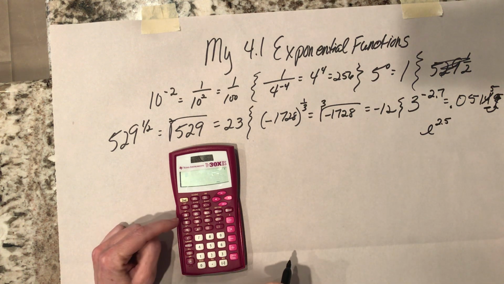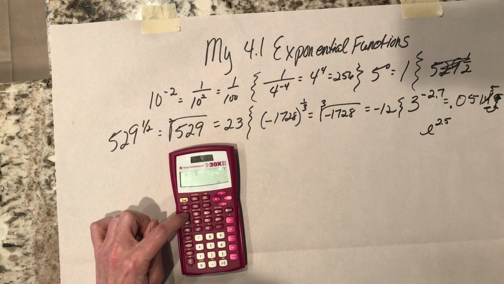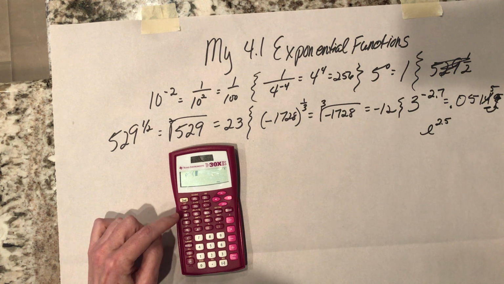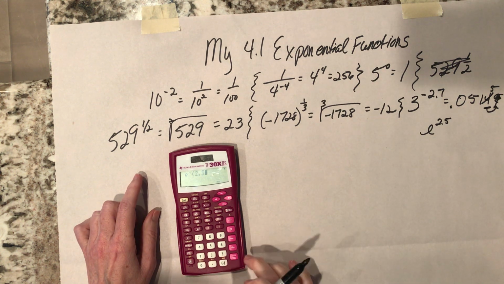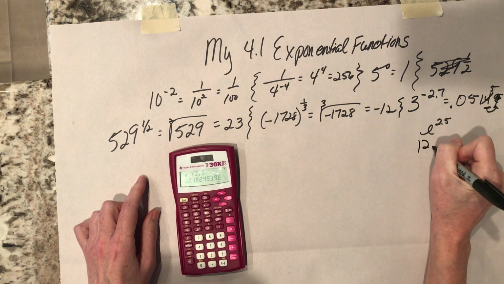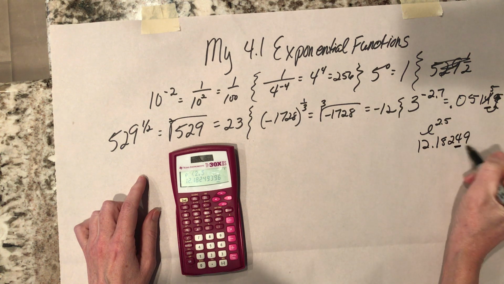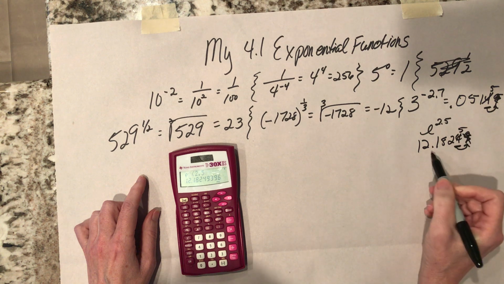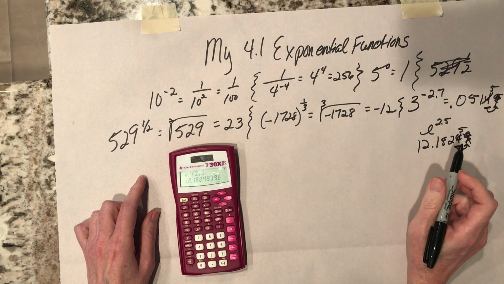And then the last one in this group is e raised to the 2.5. So let's find our e key. It's up here, in the gutter, above the natural log. We'll hit that natural log in a couple of sections. But anyway, second, to get the e, and it's e raised to the 2.5. That'll give you 12.18249. The fourth place is right there, and the 9 tells you to round up, so we'll make that a 5. So 12.1825 for that one.